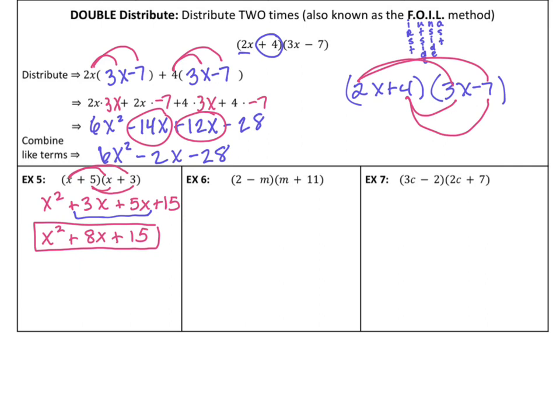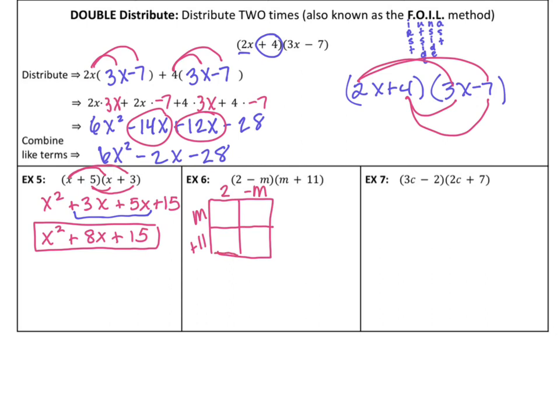Here in example number 2, I'm going to show you another way called the box method. If you've learned about Punnett squares, you might have seen this. So just make a box, and you're going to make basically a square for every term. So 2 minus m, and then m plus 11. And then you're just going to multiply to fill in the boxes here.